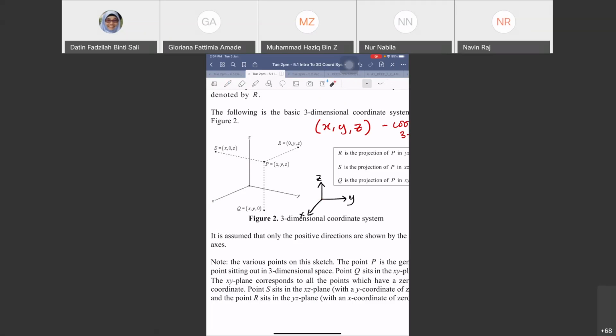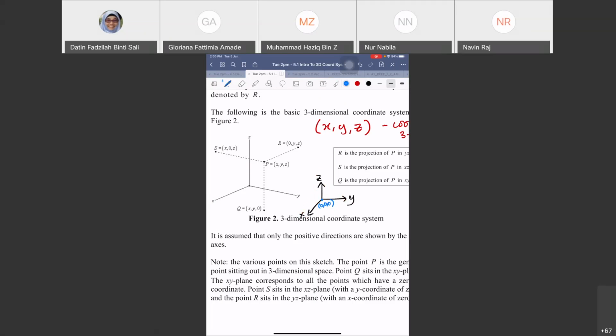the axes. So this is the positive x-axis. This is the positive y-axis. This is the positive z-axis. So that means the middle here is the origin. The origin is in the middle, and it is represented by 0, 0, 0. So that is the origin.